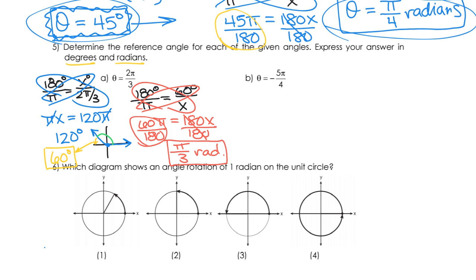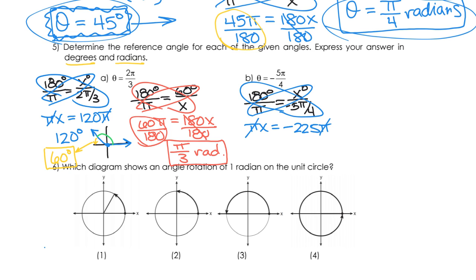Okay. All right. Part B. We're going to do the same thing. We want to turn this into degrees so we can find the quickest way back to the x-axis. So we have 180 over pi equal to x degrees over negative 5 pi over 4 radians. Okay. When we convert, we have pi x, or x pi, equal to 180 times negative 5/4, which is negative 225 pi. Okay. Pi on the left, pi on the right, and we end up with negative 225 degrees. All right, but that's what that angle is.